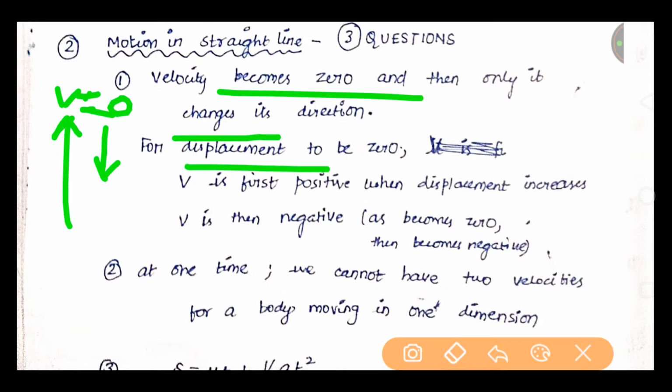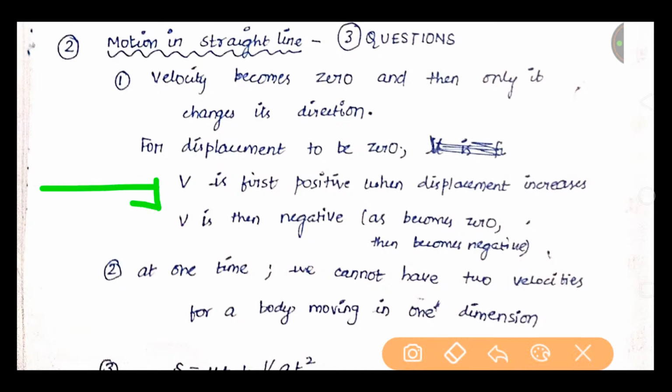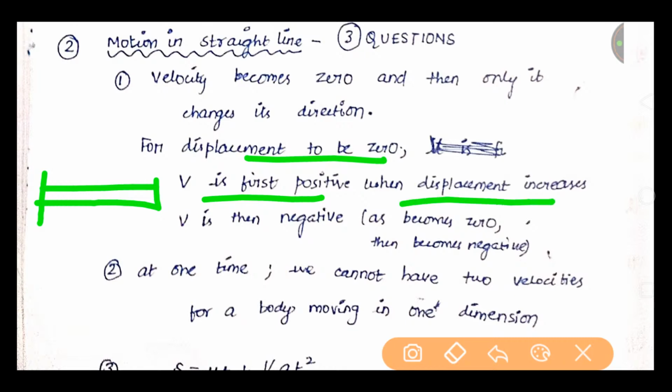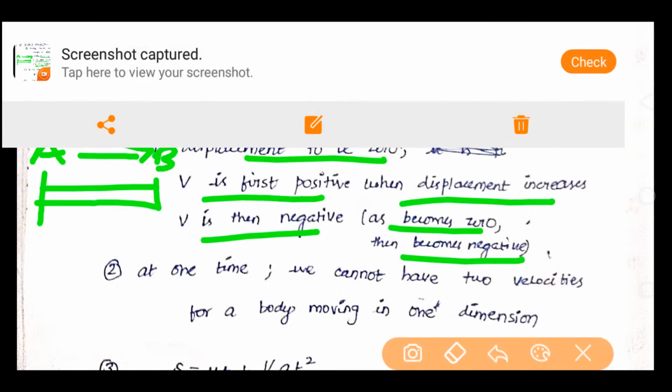For displacement to be 0, assume this one going like this. At this point velocity becomes 0, then reversing the direction and coming to the same point, so displacement is 0. V is first positive. When displacement increases, velocity is also positive. V is then negative as it becomes 0 and then becomes negative. So moving from A to B, displacement increases, so velocity also increases.